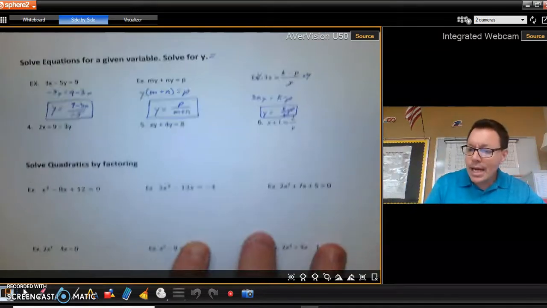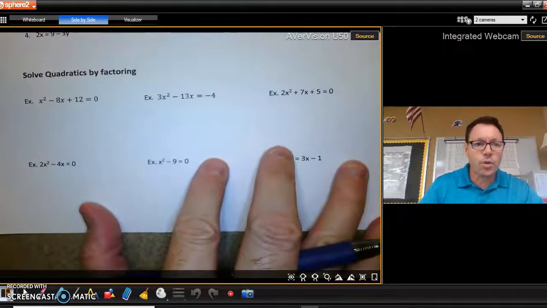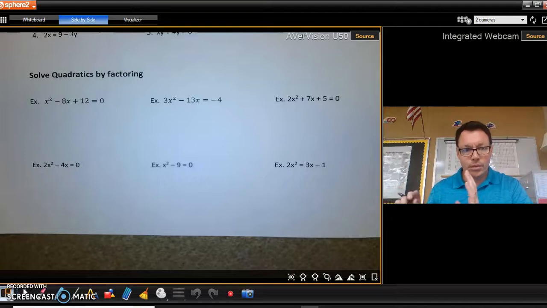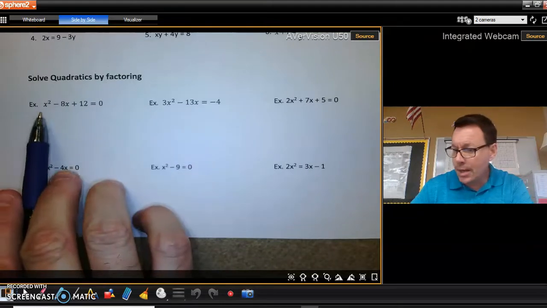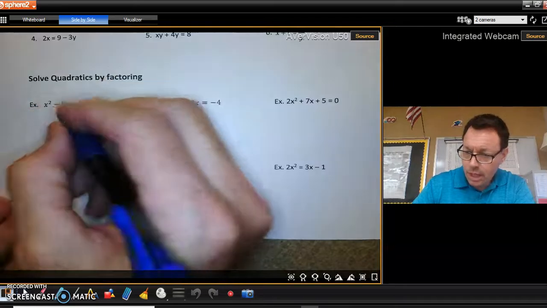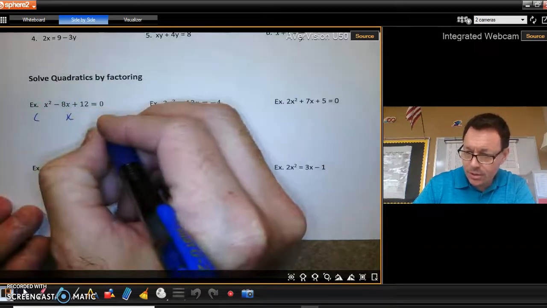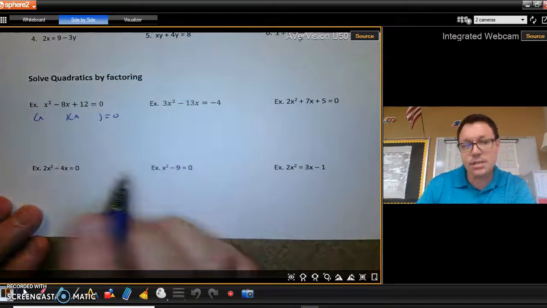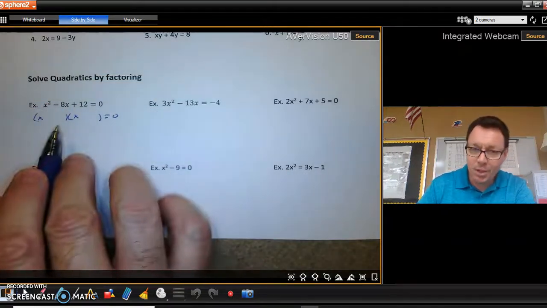All right, last thing we're going to do is solve quadratics, and each of these we're going to solve by factoring. Okay, so last class we did some factoring of trinomials, and this was the whole reason that we were doing that, because one of the main methods of solving quadratics is by factoring. So first one, pretty easy. You've got a leading coefficient of 1, so I can just go ahead and factor this. x squared, this has to be an x, and this has to be an x.